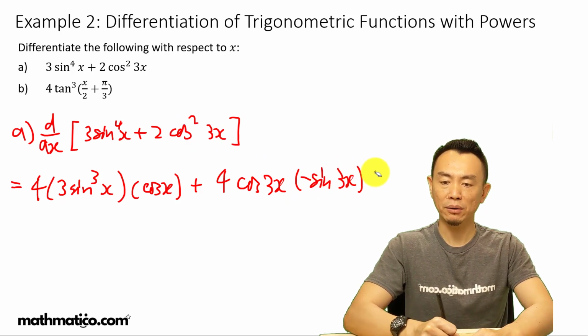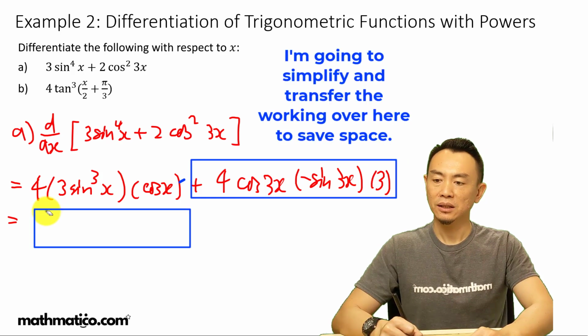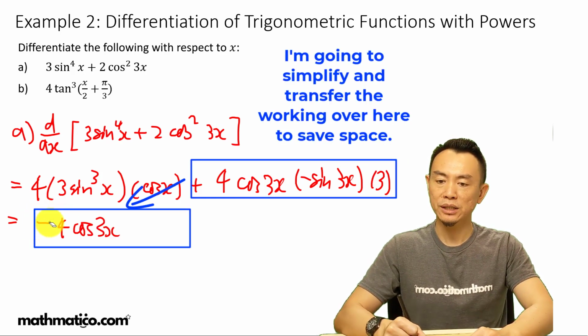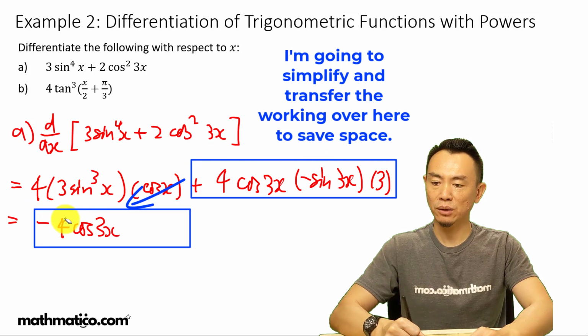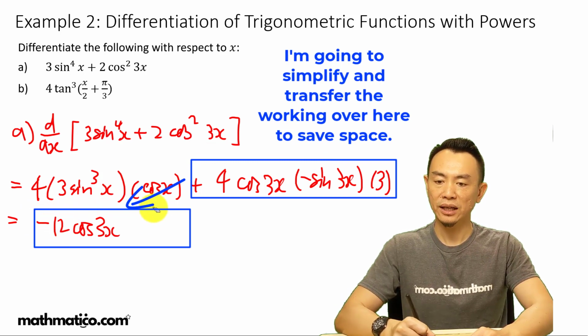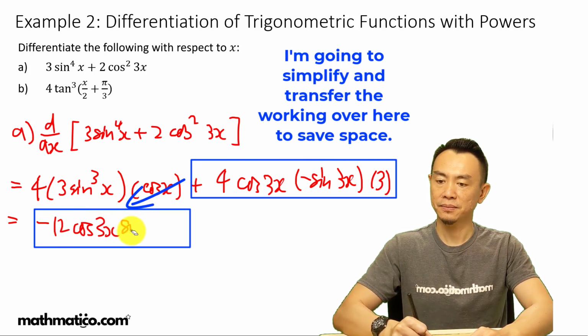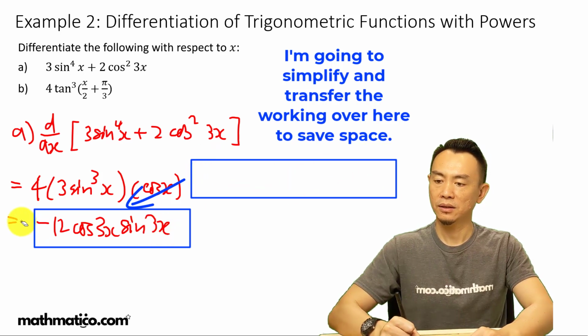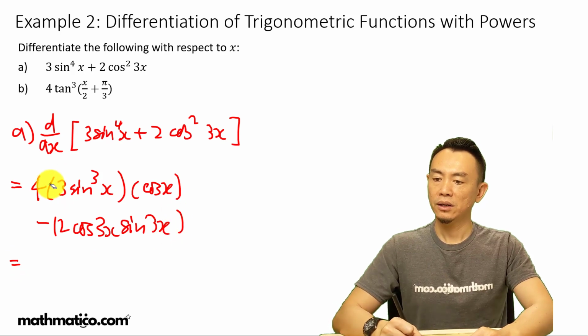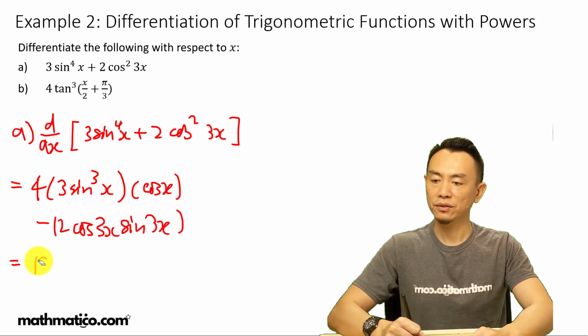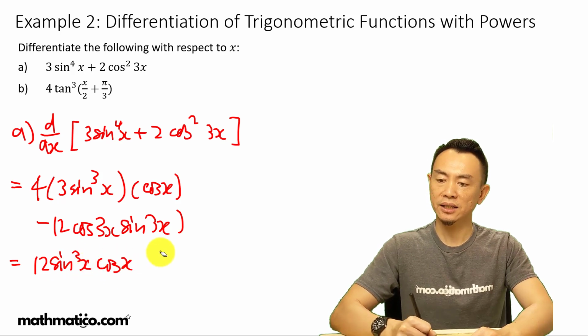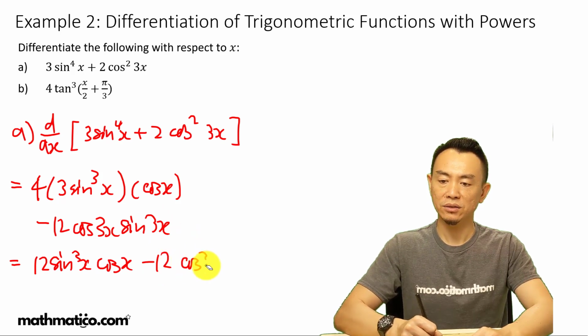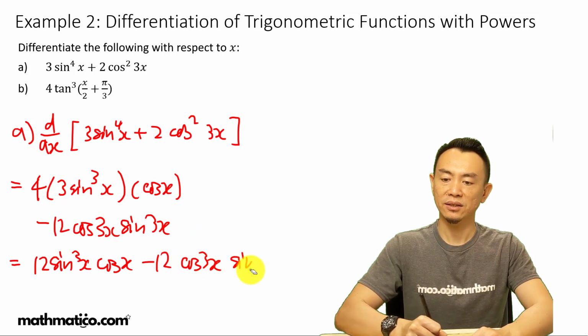And then we differentiate the angle. We can leave it here. Let me just write it over here, which is actually a minus, isn't it? Then 4 times 3 is 12, cosine 3x, sine 3x. Okay, so we have 4 times 3, 12 sine cube x cosine x minus 12 cosine 3x sine 3x.